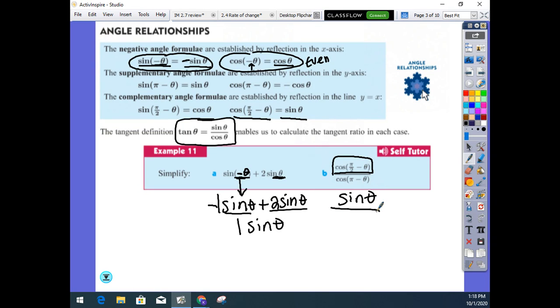All right, then we're going to look at the supplementary up here. Cosine of pi minus theta is just negative cosine. And sine over cosine, I'm going to keep this negative out front. Sine over cosine is tangent. So we're just using identities to simplify a more complicated problem down to an easier problem because that'll allow us to solve more things.